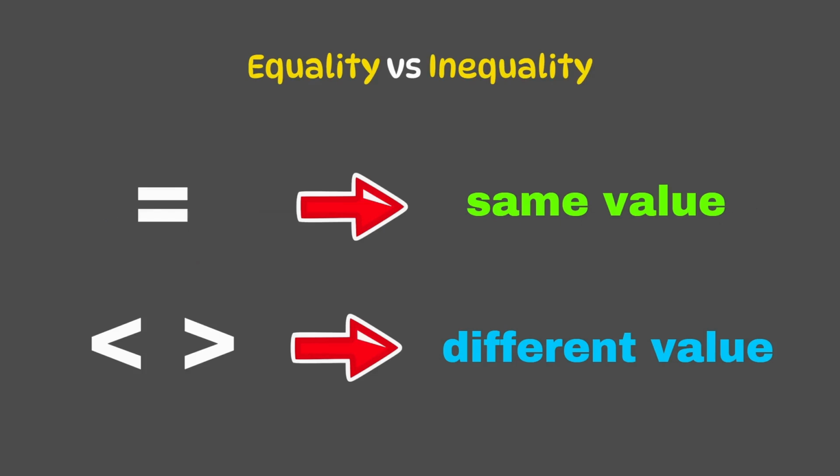So to summarize, if we are comparing two values and both of them are same, then we use equal to symbol to represent equality. And if both the values are not same, that means there is inequality. And we use less than symbol to show one value is less than the other, and use greater than symbol to show one value is bigger than the other one.